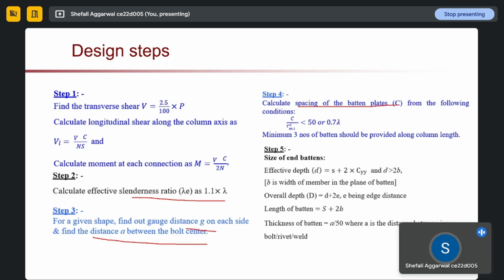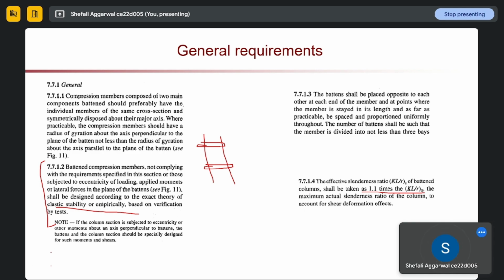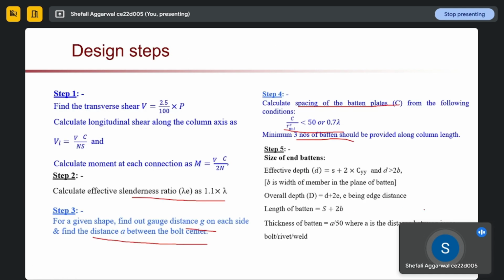Then we will calculate the spacing between two plates. This is the formula for spacing: C divided by I minimum should be less than 50 or 0.7 of the slenderness ratio. And we provide a minimum of 3 battens, as we have seen in the requirements, that we should have a minimum of 3 bays. Next we will find the size of the end batten. So these are the different formulas to calculate the size of end battens. You can see it in the slide also.